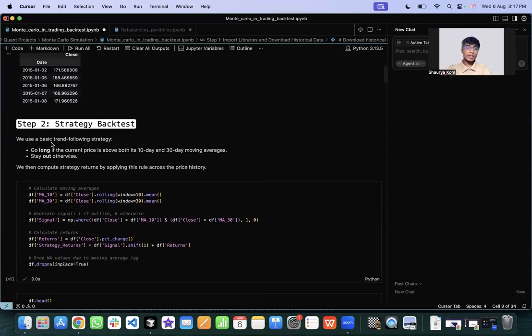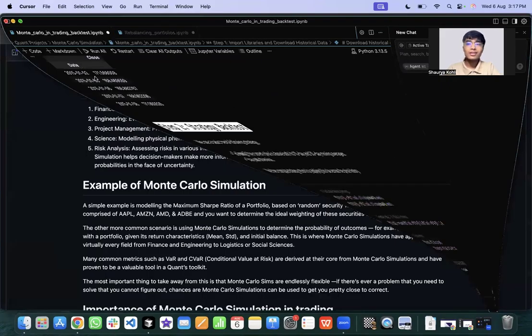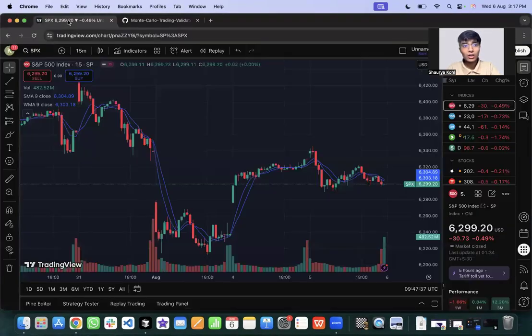So after that, we will try to backtest our strategy. Basically, for the strategy, we will be using the MA10 and the MA30, which are the moving averages 10 and 30, and we will go long. We won't try to predict the market in the short term, and we try to stay out of it.